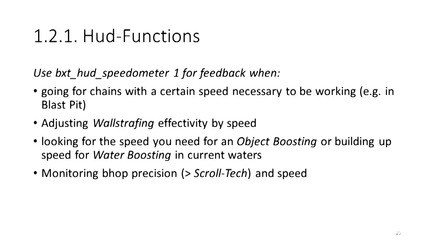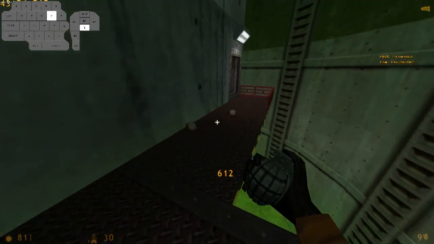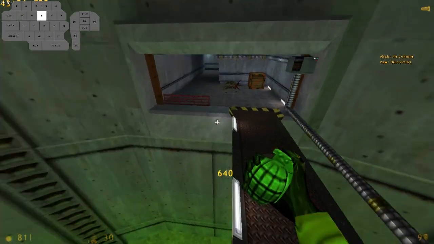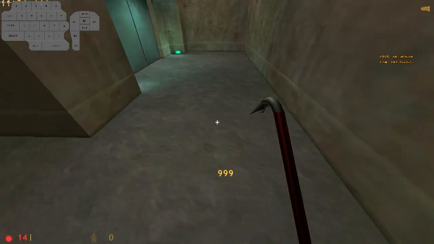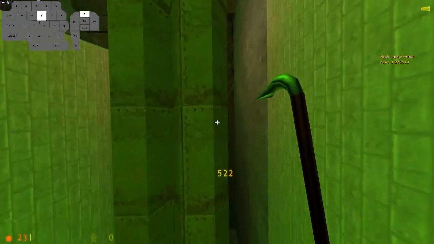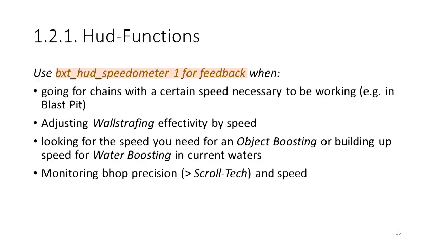Hud-Functions means for me especially looking at BXT HUD speedometer. With this, you can actually monitor your speed in different situations. For example, when going for chains, when adjusting the angle for wall strafing, or when doing certain tricks like object boosting or push trigger water boosting. For those, it is actually important to see if you're having the speed you need to finish the chain, or if it might be necessary to load back to a former position.